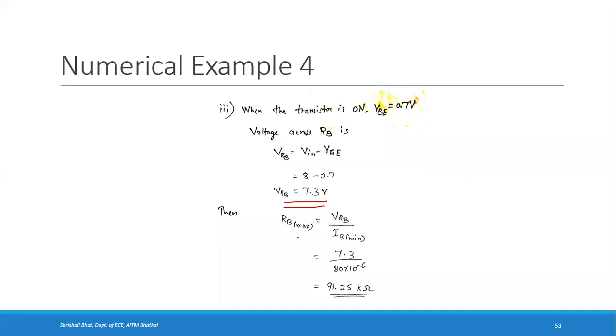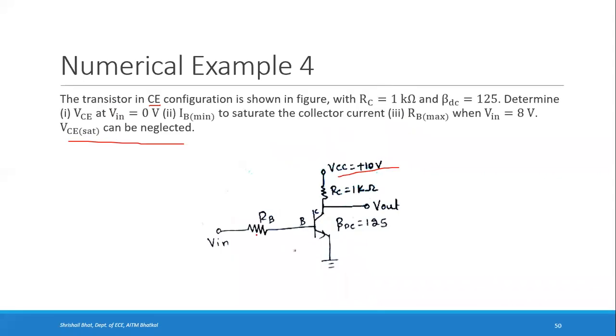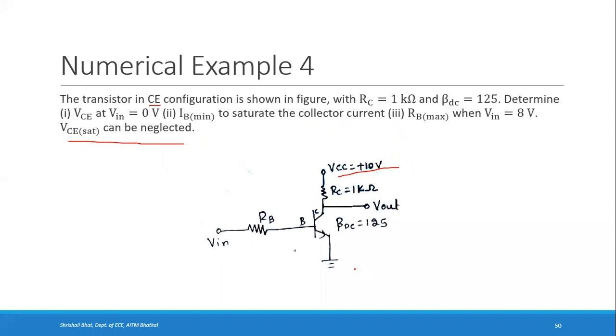So you know the expression for RB will be VRB by IB, right? Because V is equal to I into R, so R will be V divided by I. V is VRB, current is IB min. If you substitute VRB as 7.3 and IB min as 80 microamps, you'll get this answer, that is 91.25 kilo ohms. So this is the maximum value of base resistance that can be connected whenever the input is 8 volts.